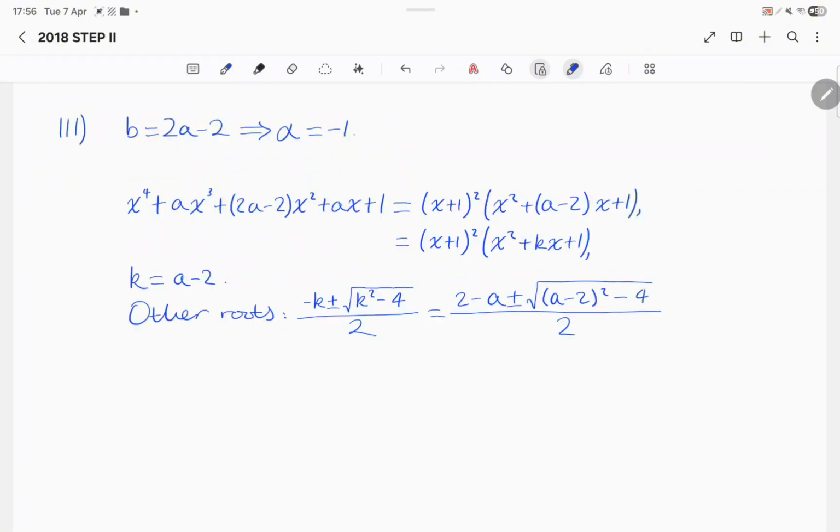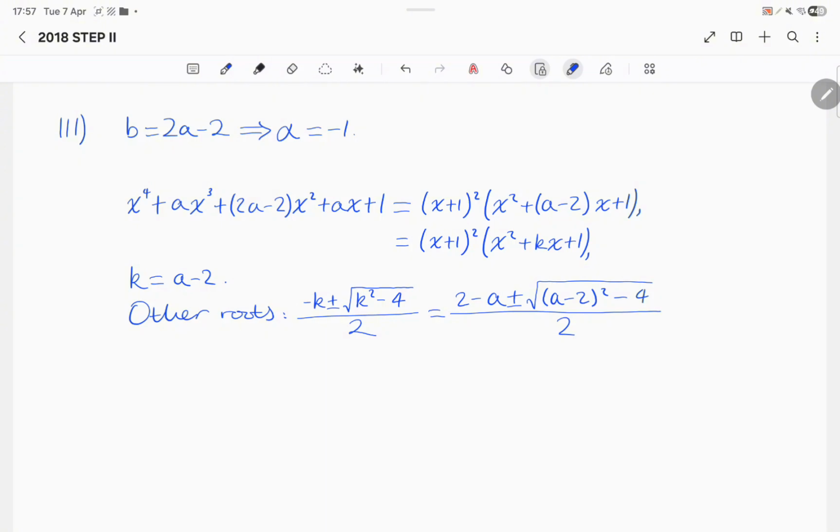We can now move on to part 3. Firstly, we are given that b = 2a - 2, and this corresponds to the case where alpha is equal to -1. We'll start by replacing b in the original quartic expression with 2a - 2, and then we will factorize out (x + 1)^2 to give the remaining x^2 + (a - 2)x + 1. And we will equate this quadratic factor to x^2 + kx + 1, where k is equal to a - 2.